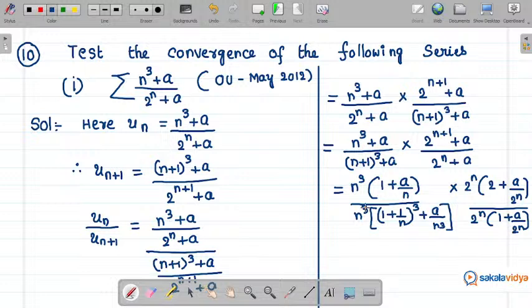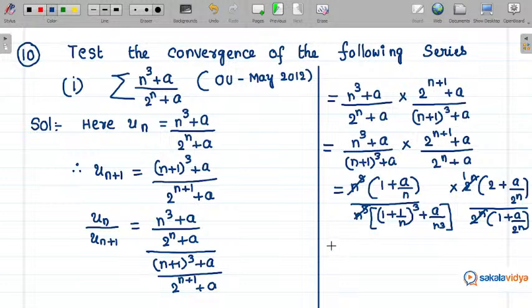So now the simplification part: n cube got cancelled, 2 to the power of n got cancelled. Now you can apply the limit. Let us apply the limit. So now we are going to apply D'Alembert's ratio test. We are going to apply this ratio test.